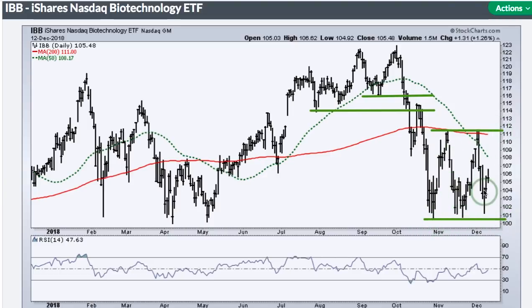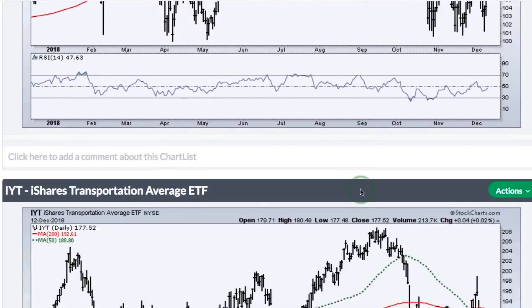So what happens within the range is anybody's guess. But, you know, given the bigger downtrend and the fact that this is a consolidation after a breakdown, my guess would be a breakdown and a move lower even in biotechs.